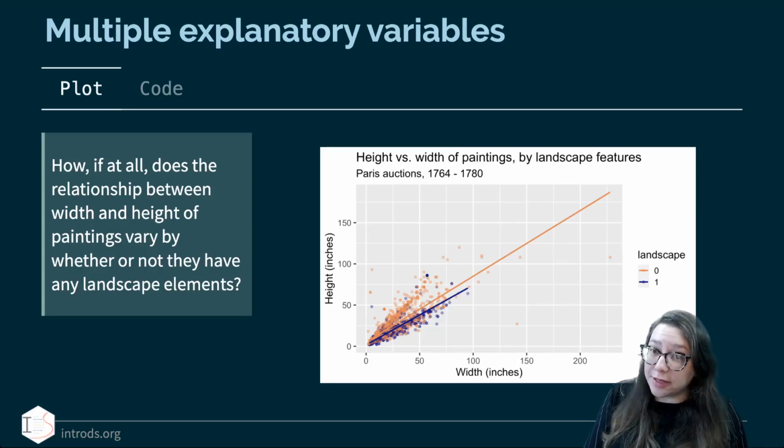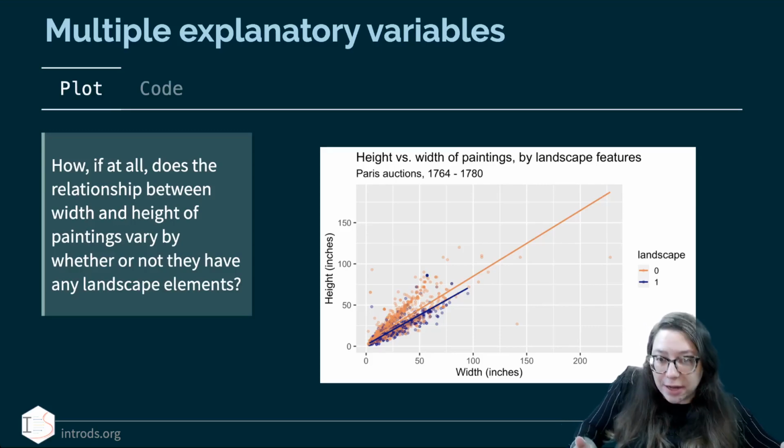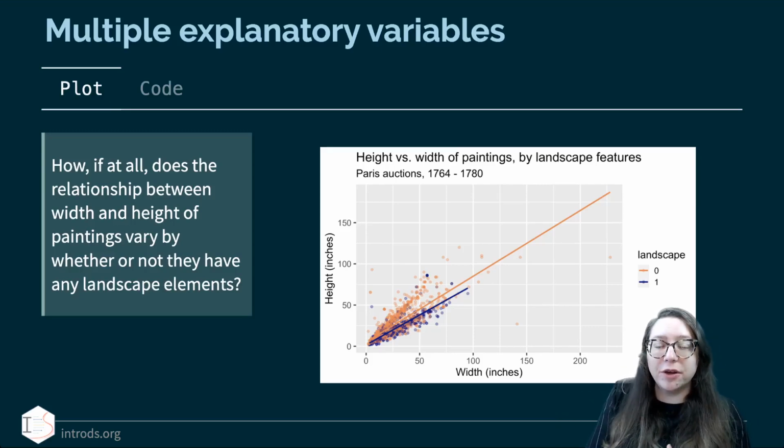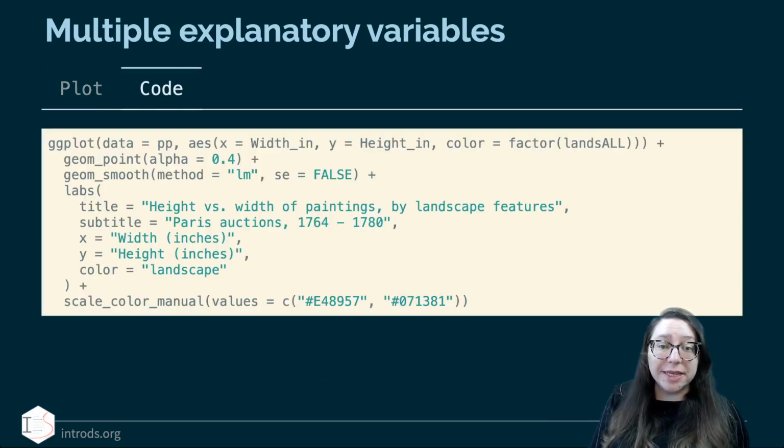They're still both positive slopes, which is what we would expect. Whether your painting is a portrait or landscape, you would expect that if it's getting bigger in one dimension, it's going to get bigger in the other dimension as well. But the rate at which these change actually varies. So here, we've basically added another variable into our visualization, and we've added a color aesthetic.